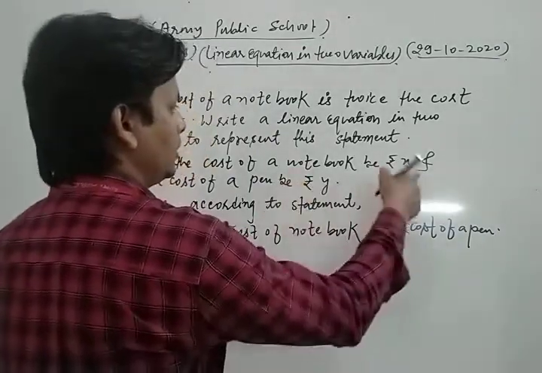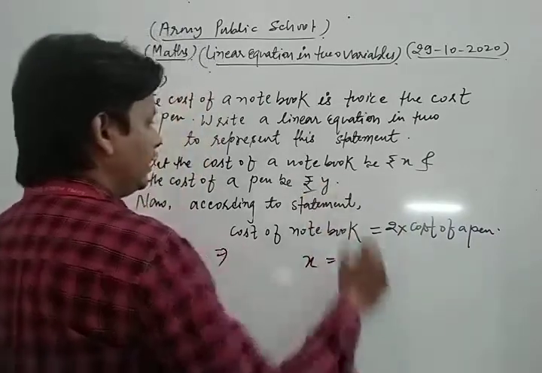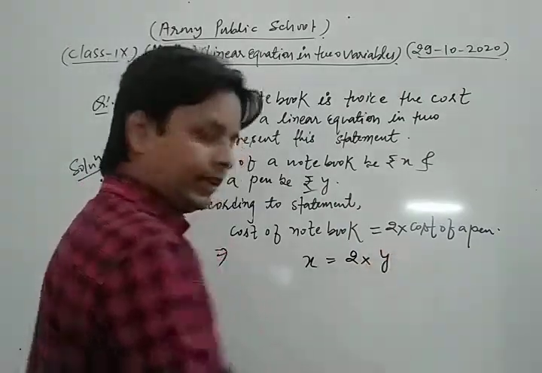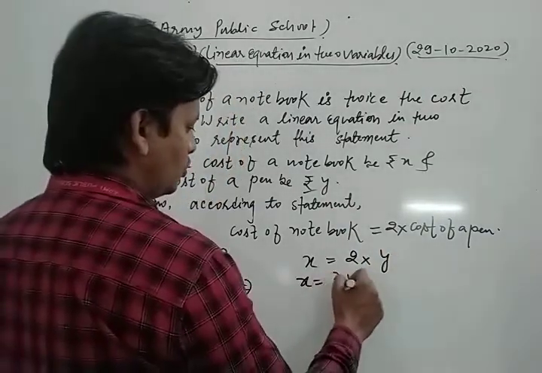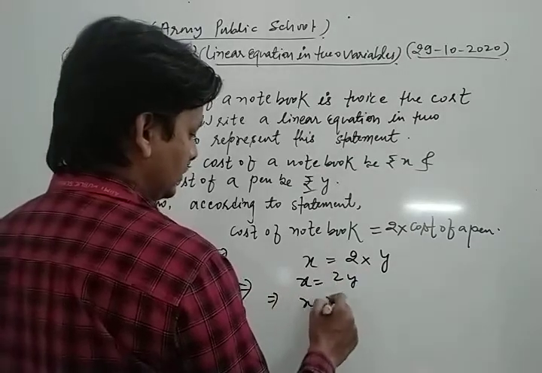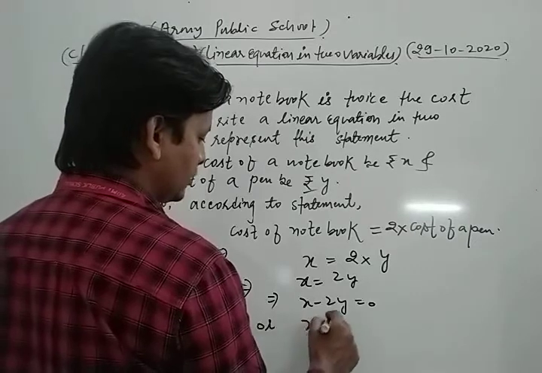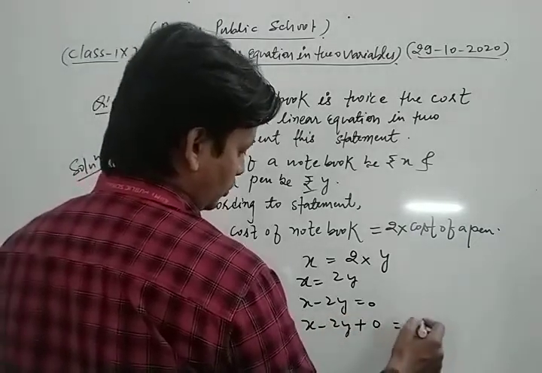Now look, the cost of a notebook is X. So we have X is equal to 2 times the cost of a pen, which we take as Y. Thus we can write X is equal to 2Y, that is X minus 2Y is equal to 0, or we also write X minus 2Y plus 0 is equal to 0.